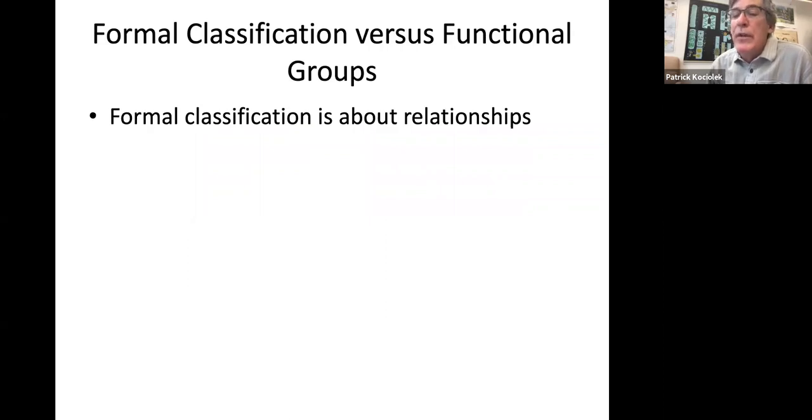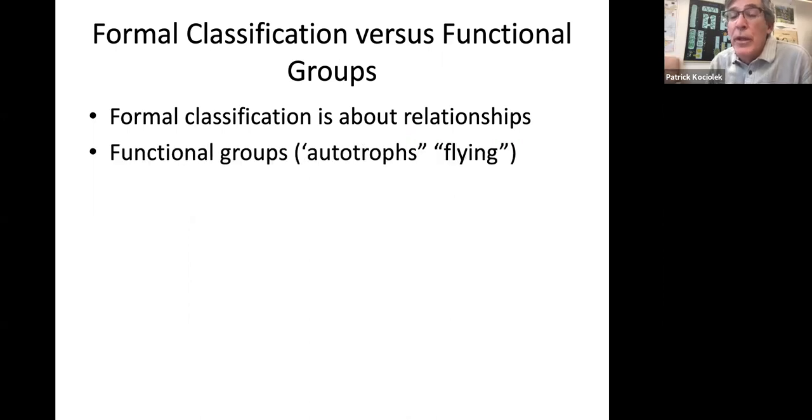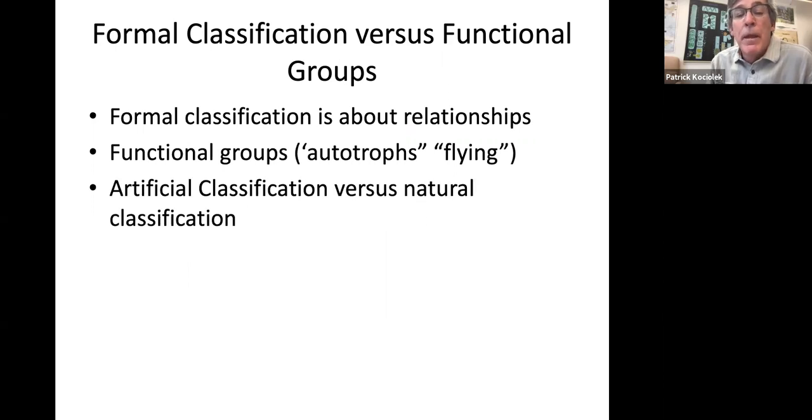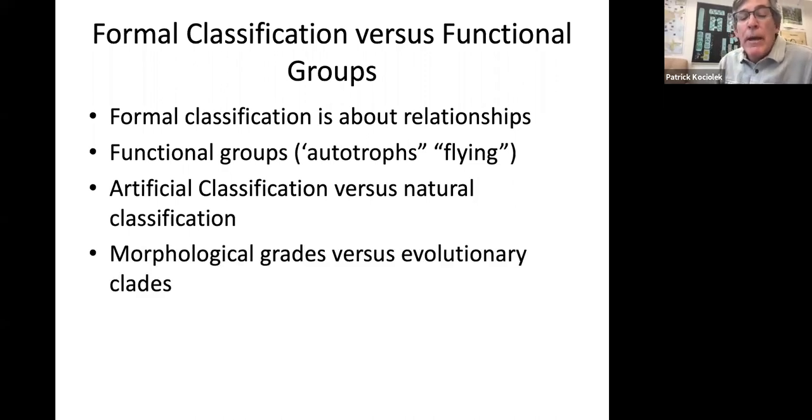So we're looking at formal classification systems, and we're trying to understand their relationships. There are other ways to group things. There are functional groups we could identify. We could create artificial classification systems that could be quote unquote useful, but they're not reflective of phylogeny. So they may reflect more morphological grades than evolutionary clades. And so in our formal classification system, we're looking for evolutionary clades, monophyletic groups.